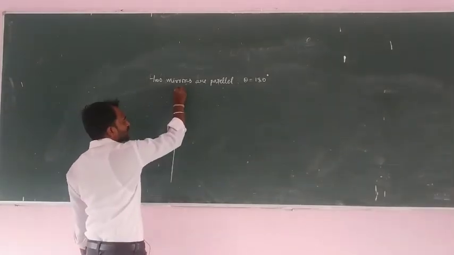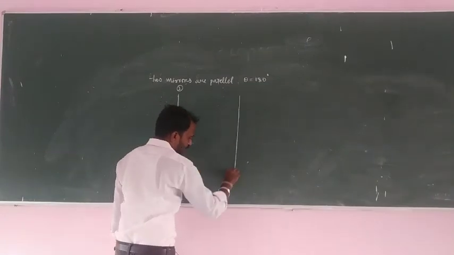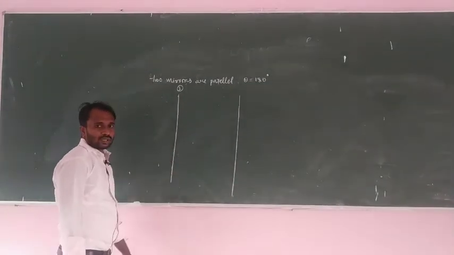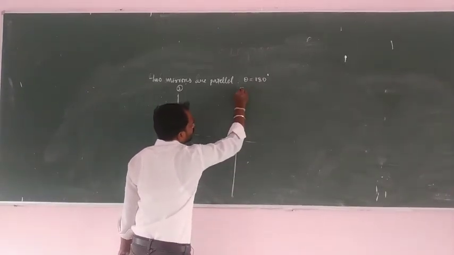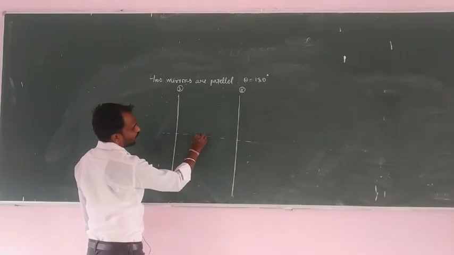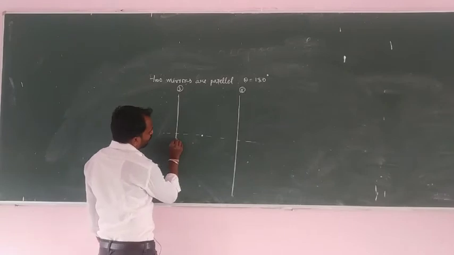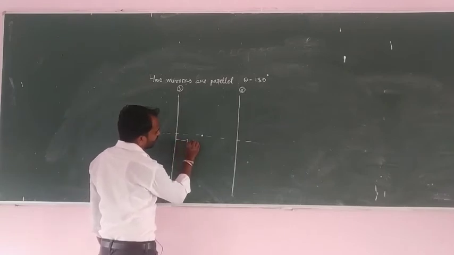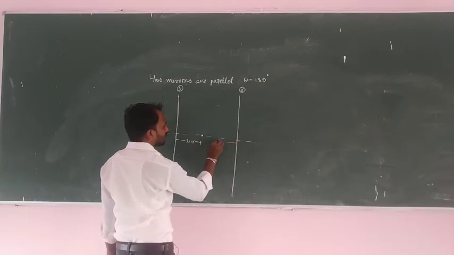So this one is the first mirror and this one is the second mirror, and here we consider this one is the object. The distance of the object from the first mirror is 1 centimeter. From the second mirror also, we consider that 1 centimeter.